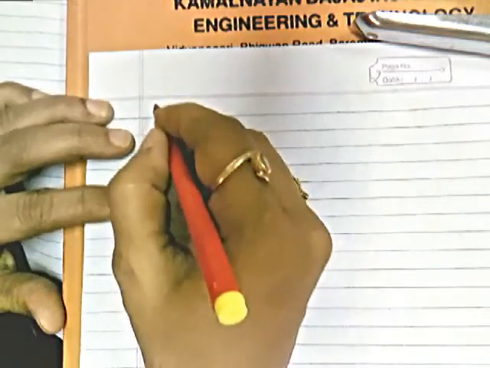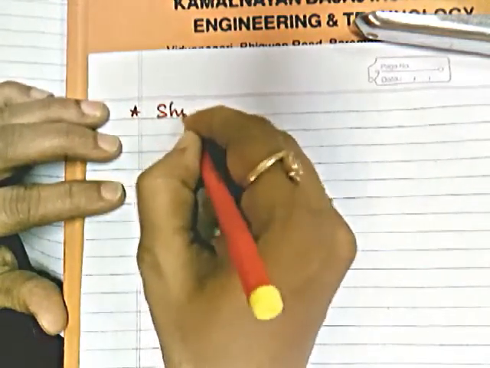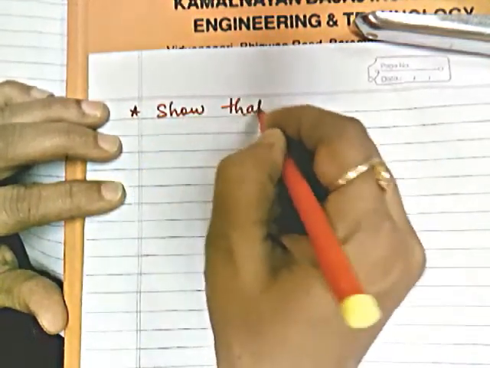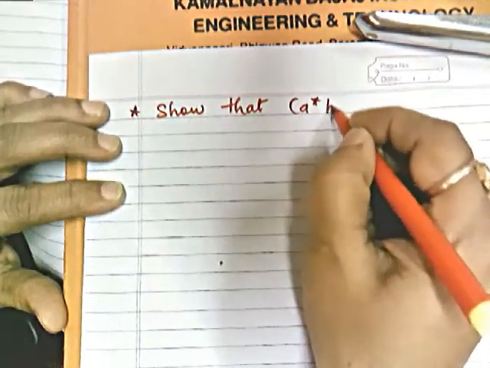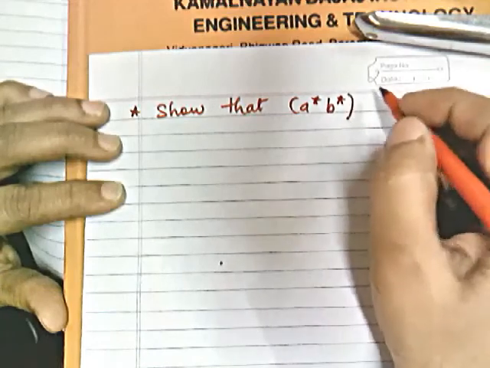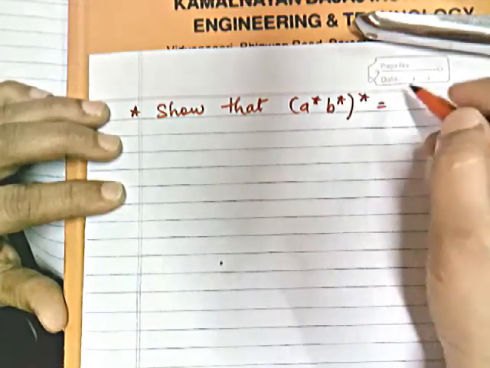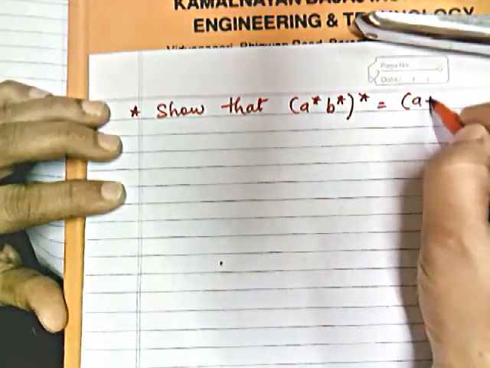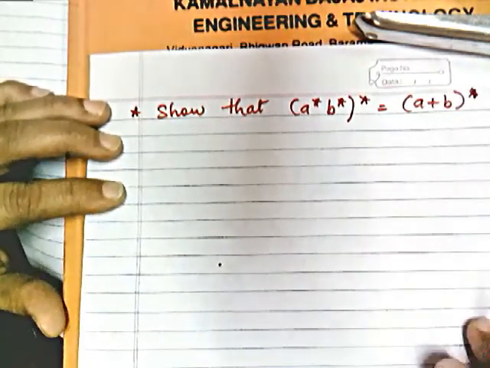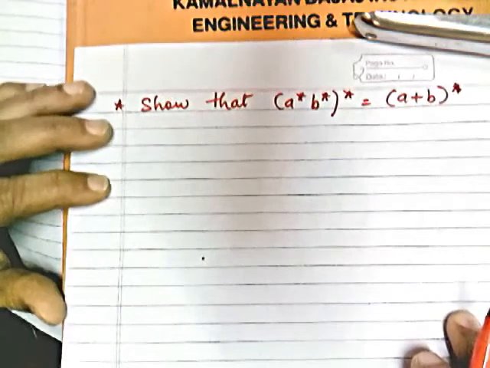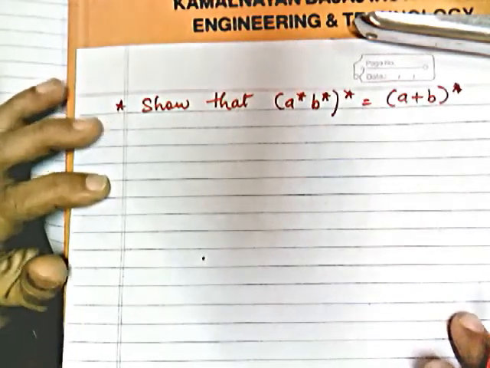Show that (a* b*)* is equal to (a + b)*. So just now, this is the last rule we have seen. So this we want to prove. Now how will you prove it?